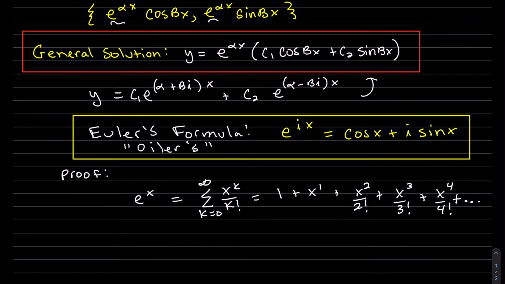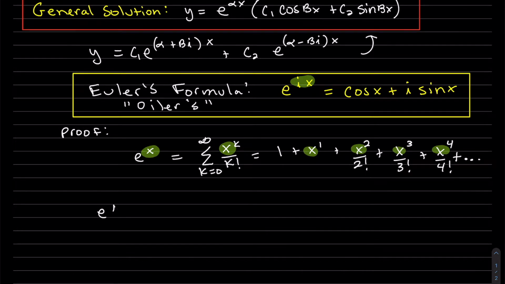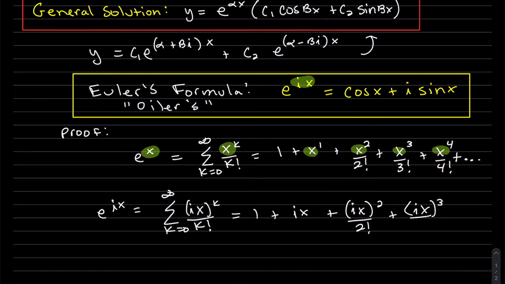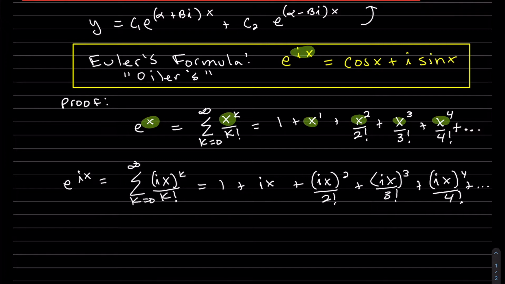So there's e to the x, but clearly we want e to the ix. So all I have to do, as we could do in Calc 2, is replace every x that we see with ix. So that's what we'll do, and then we'll clean it up. So e to the ix is going to equal the sum of (ix) to the k over k factorial. Okay, so now let's simplify it.